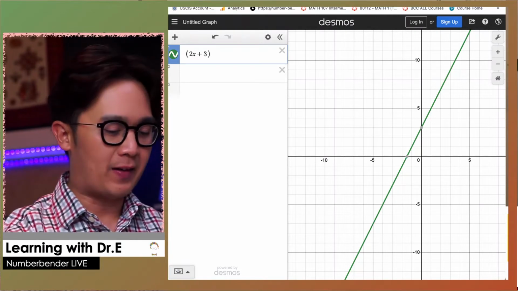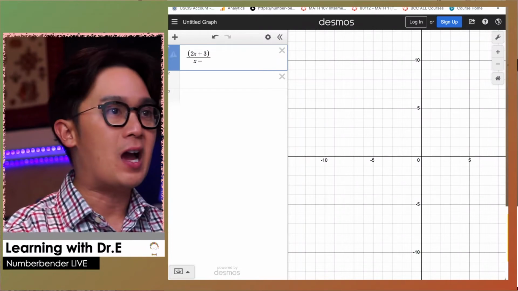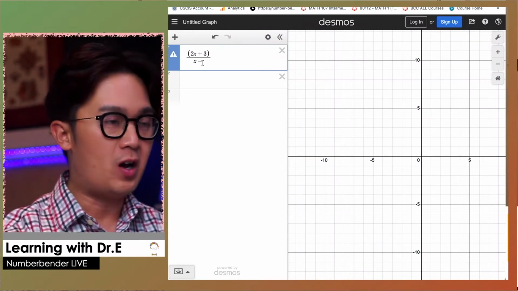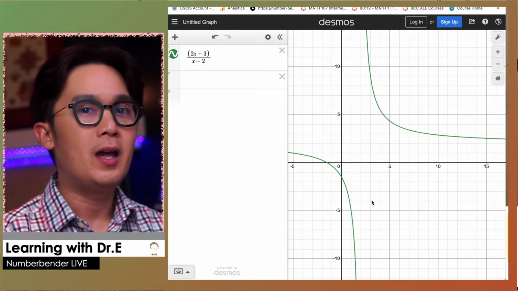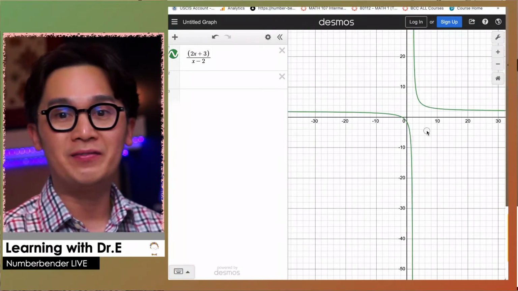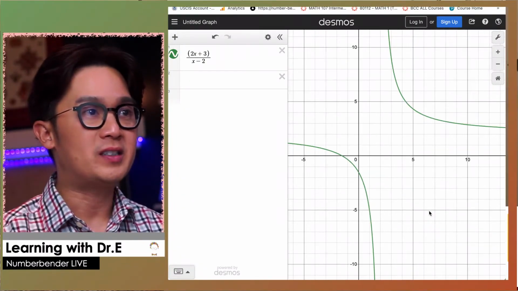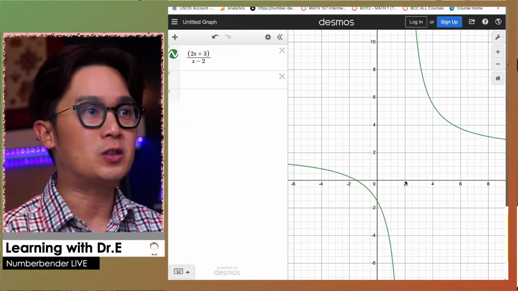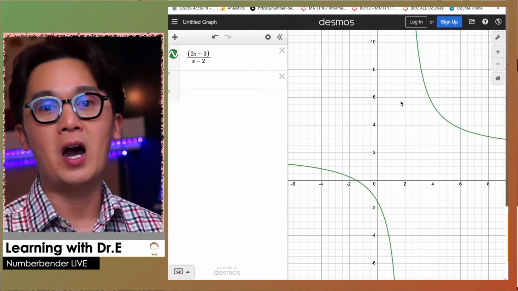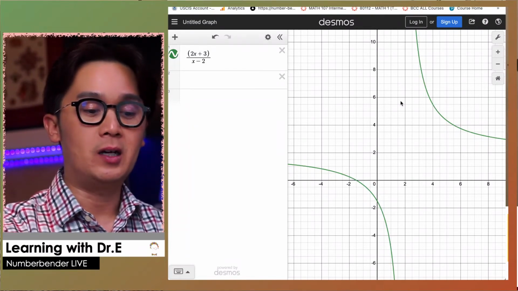Type it in, divided by x minus 2, and you are now seeing the graph of our function right here. This is our f of x using a graph. If we zoom in, we see that at x equal to 2 it is your asymptote, and that is why we know that x value does not exist in this particular example.